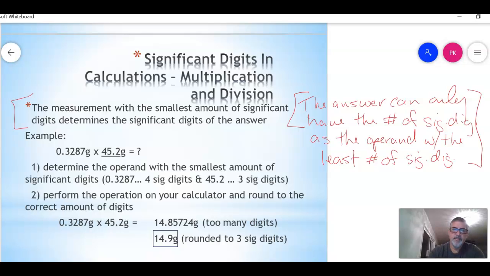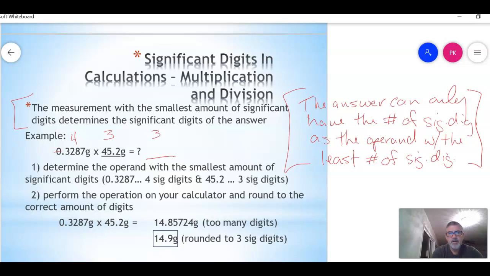All right, so the answer can only have the number of significant digits as the operand, or the number in the problem, with the least number of digits. So if we go back here and look at this, 0.3287 has 4 digits because the 0 doesn't count. Right? 45.2 has 3 digits. So my answer can only have 3 digits.